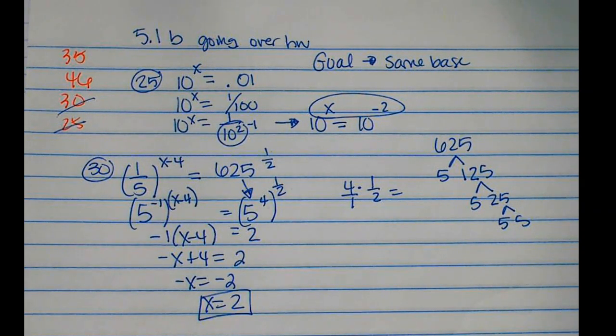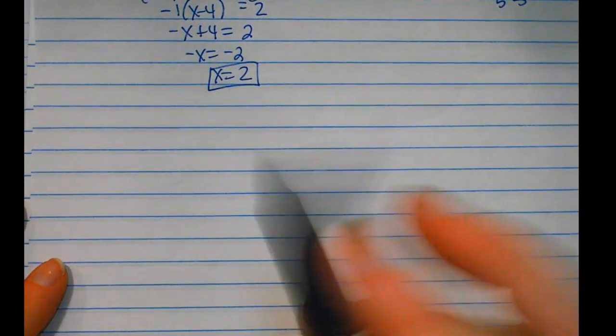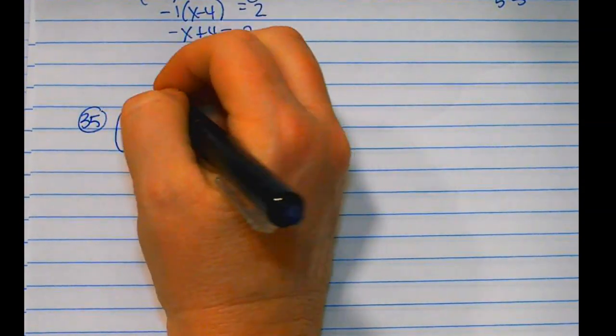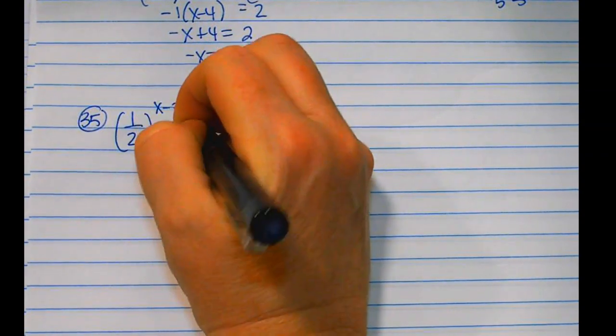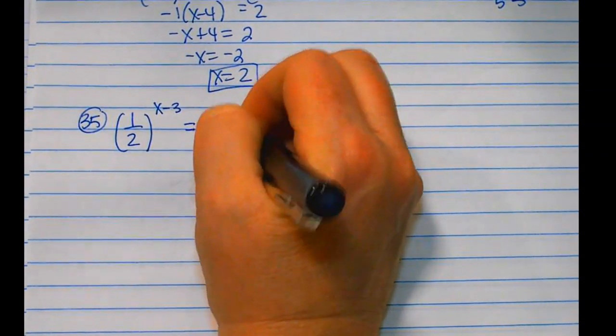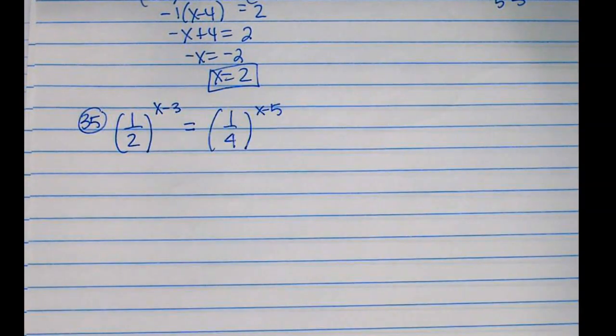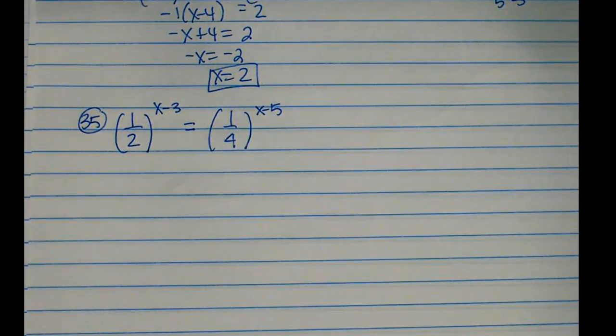Number 35 says 1/2 to an exponent, 1/4 to an exponent. And there are multiple ways that I can see how to work this problem. There's a really short way though, and that's the way I'd like to go.